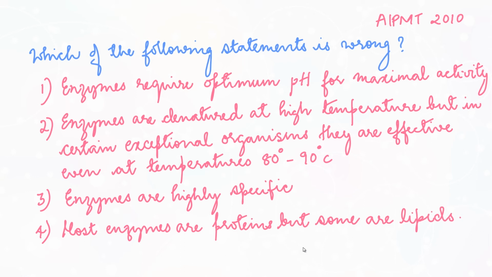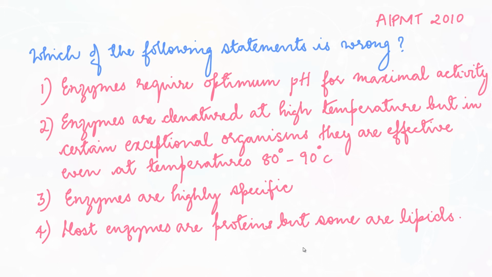Let's look at each of these statements one by one. Enzymes require optimum pH for maximal activity. This is true. You have the highest activity for an enzyme at optimum pH. And as you move away from the optimum pH on either side, the activity declines. Enzymes are denatured at high temperature, but in certain exceptional organisms, they are effective even at temperatures 80 to 90 degrees. This is also true.